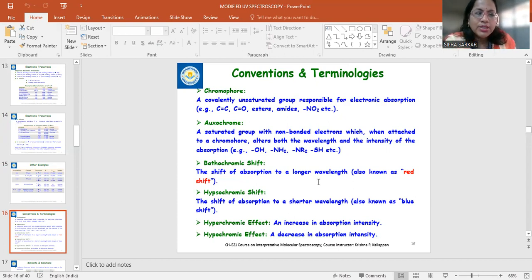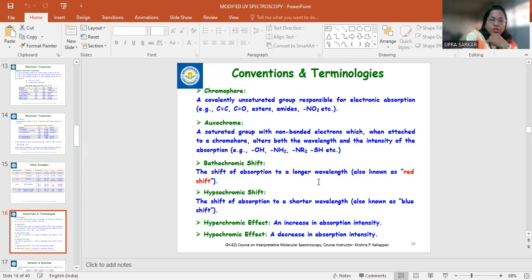Auxochrome is a saturated group with non-bonded electrons which, when attached to a chromophore, alters both the wavelength and the intensity of the absorption. Like OH, NH2, NR2, SH. That means a saturated group with non-bonded electrons, whenever attached to the chromophore, alters both the wavelength and the intensity of the absorption.